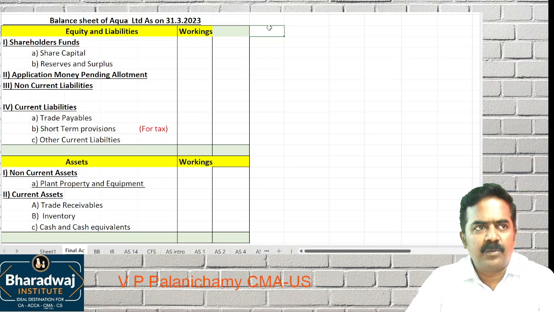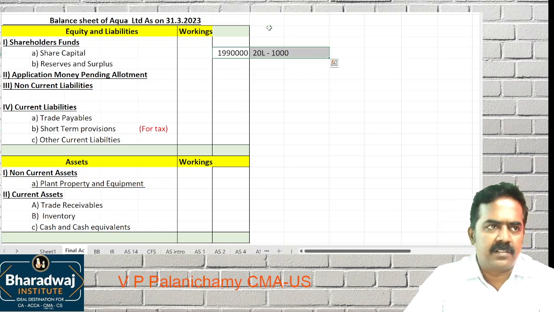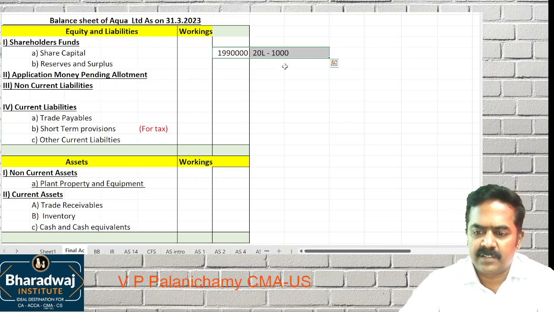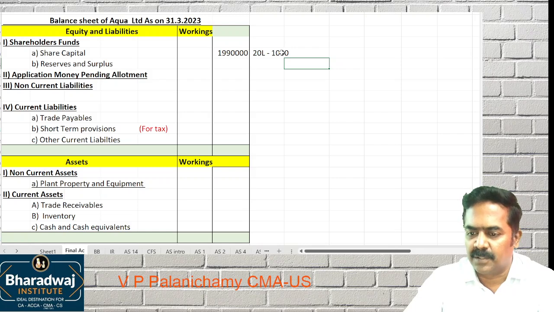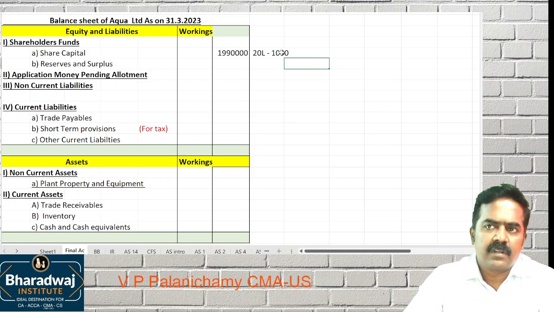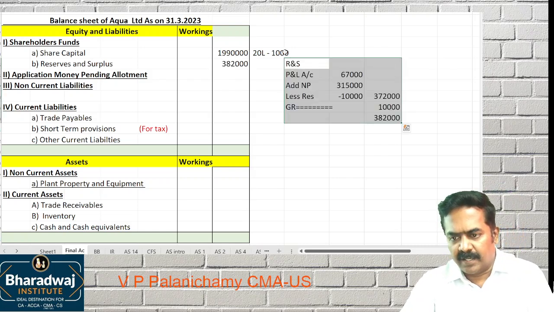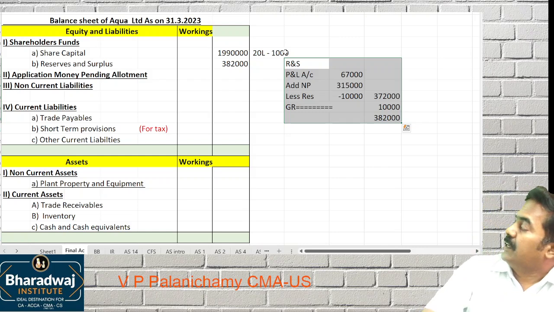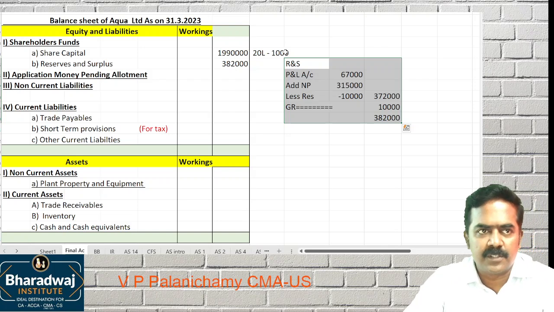Share capital, if you have done the working note, or directly also, it will be what? Paid up capital minus calls in arrears. 20 lakh minus 10,000, not 1000, 10,000. 19 lakh 90,000 will come. Reserves and surplus, any of your answer? Let us see. 3 lakh 82,000. P&L account add net profit minus transfer to reserve, general reserve will come. No other reserves and surplus in this question.